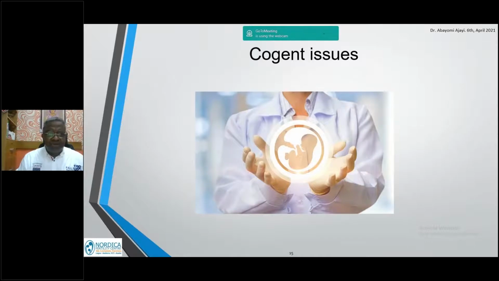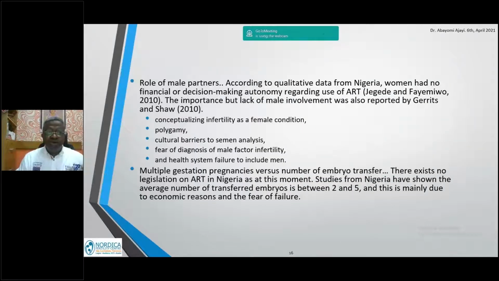So what are the issues that we need to look at? Culturally, the role of the male. It's getting better by the day, but for a very long time, infertility was seen as a female problem. And then, of course, there was also the let-out in polygamy: if your wife is not giving you children, you could marry another wife. Of course, we know that that is decreasing, and it is decreasing fast in our environment now. Then the cultural barriers to semen analysis. Men are afraid that you will diagnose male infertility, and the health system does fail to include men.